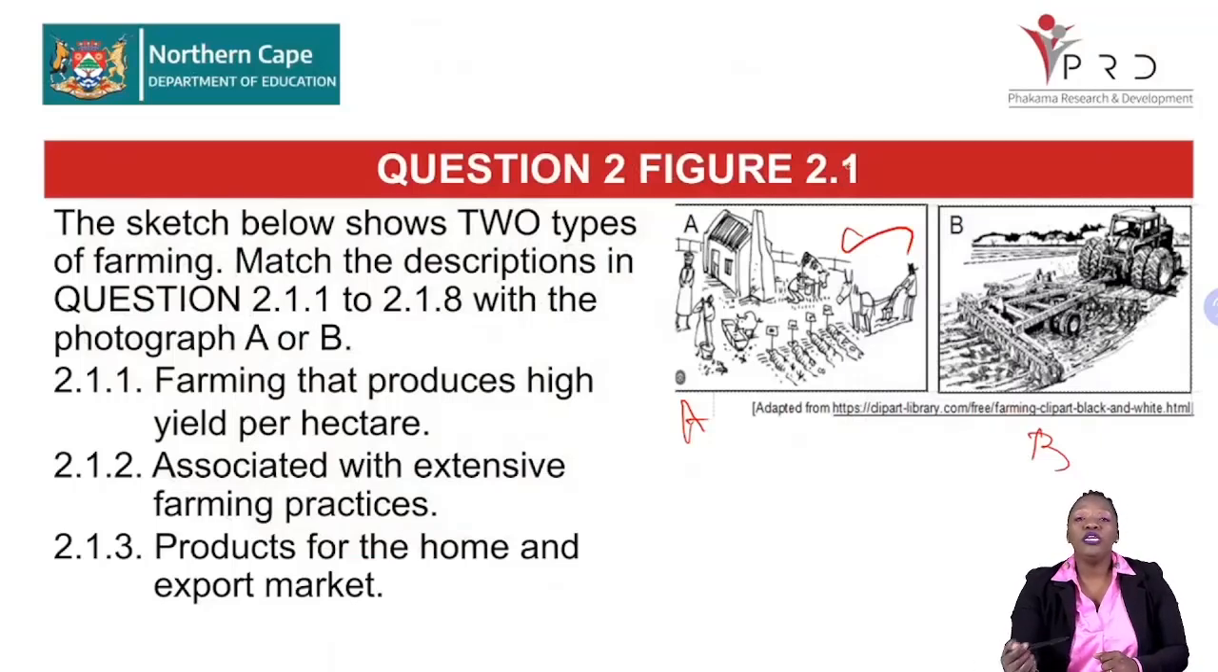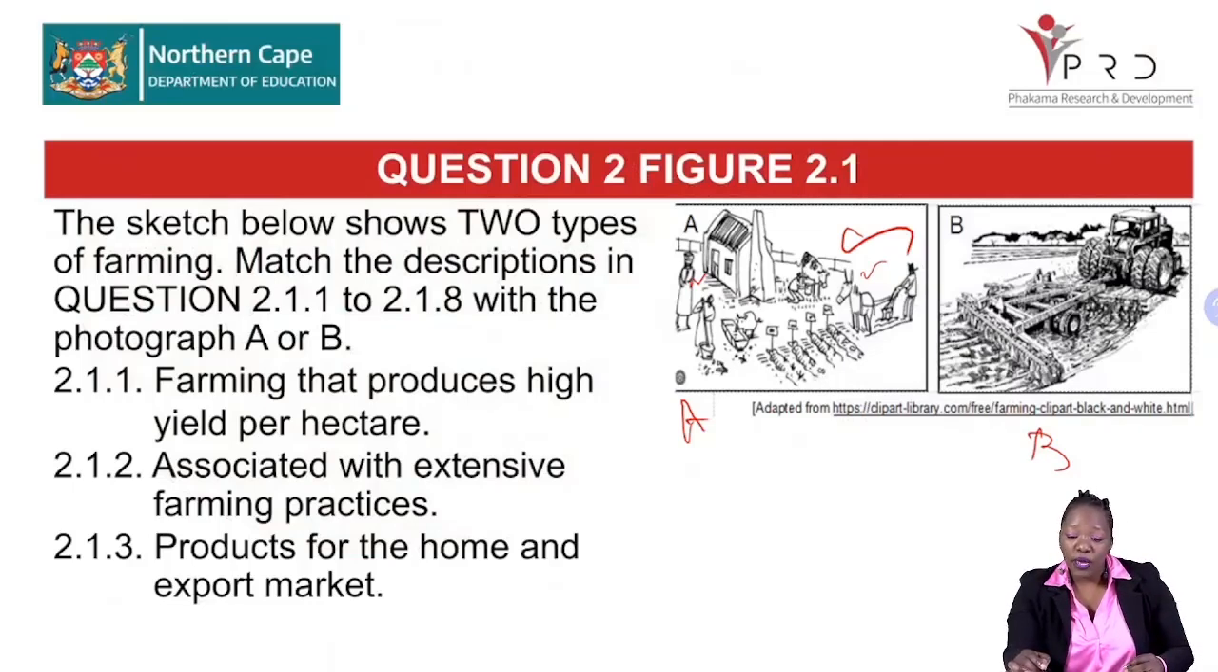So now you need to understand we've got the 2 types of farming. You are given a diagram. There is one at A and there is one at B. Going through the diagram, you need to identify what you see. Let's start with diagram A. As you can see, there are people who are doing manual labor. They are using their hands. And there is one man there, again he's also using manual labor.